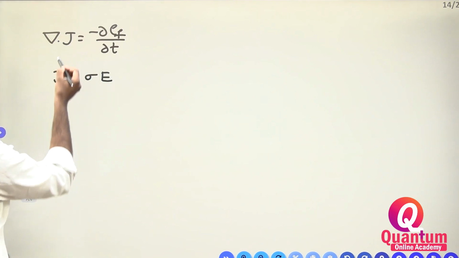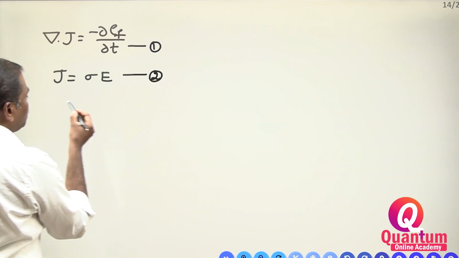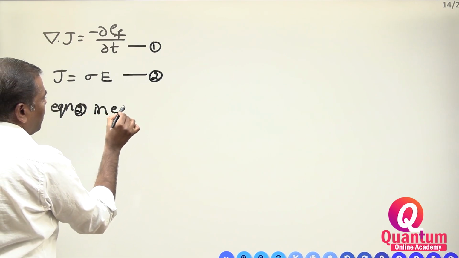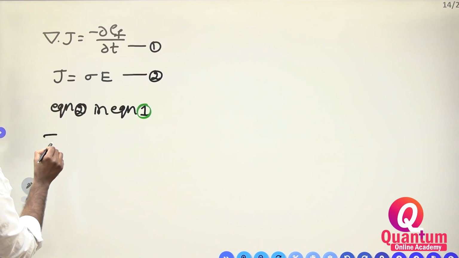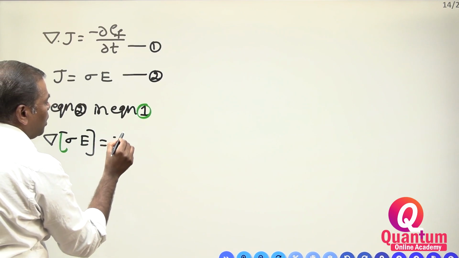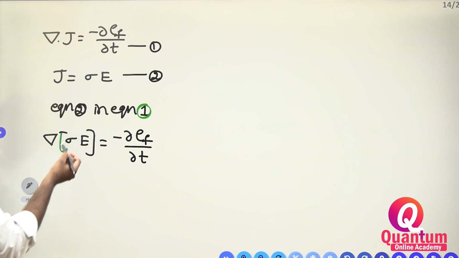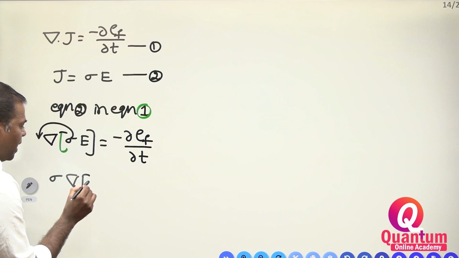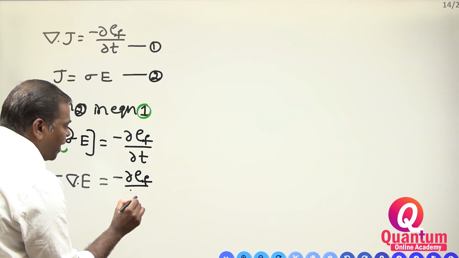Now you have to substitute. This is equation number 1, and this is equation number 2. You have to substitute equation number 2 in equation number 1. What will happen? Del dot sigma E is equal to minus dou rho f by dou t. Now the sigma you have to bring outside: sigma into del dot E is equal to minus dou rho f by dou t.